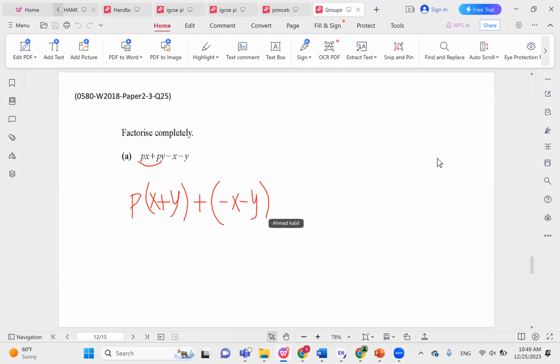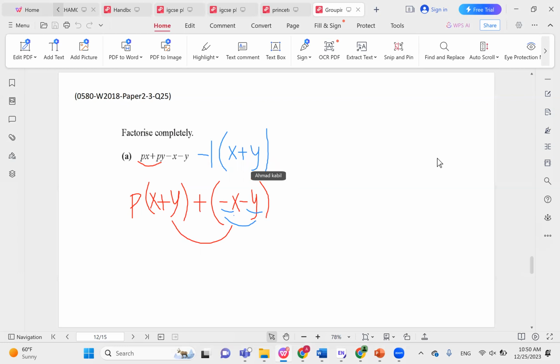So these two brackets are very similar, except for the fact that they are negated. One of them is the negative of the other. So how do you fix that? By just taking out a negative 1 from the second bracket. So you're going to rewrite this as negative 1 multiplied by, and we switch the sign of each term inside, so we get x plus y.